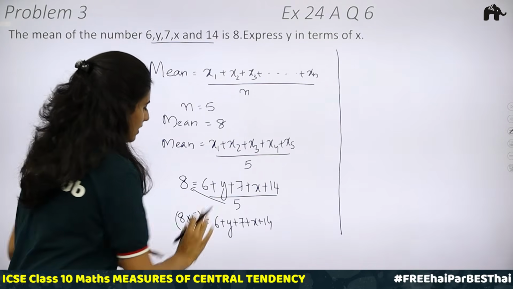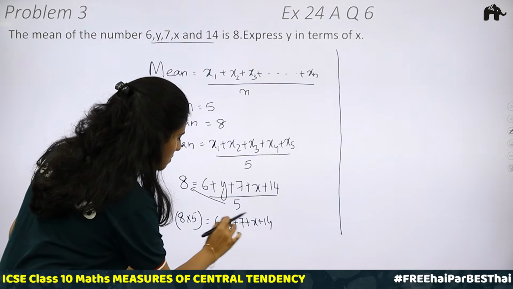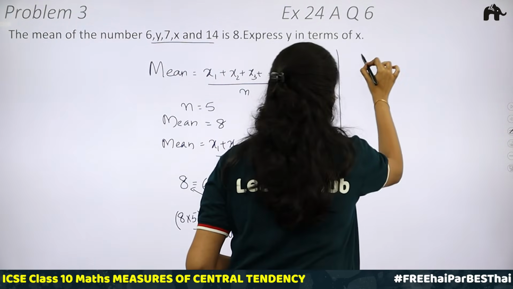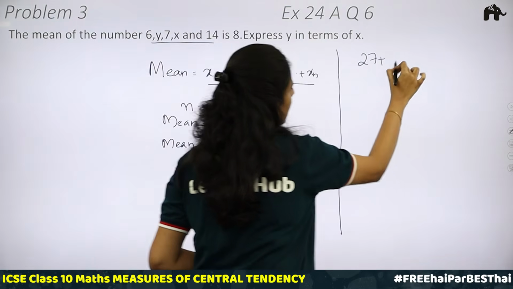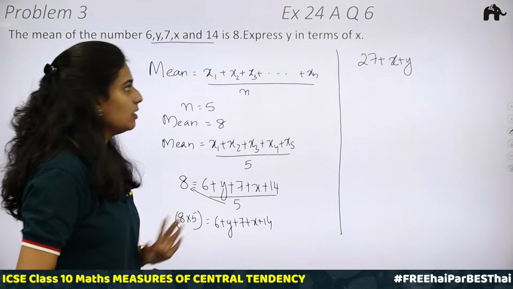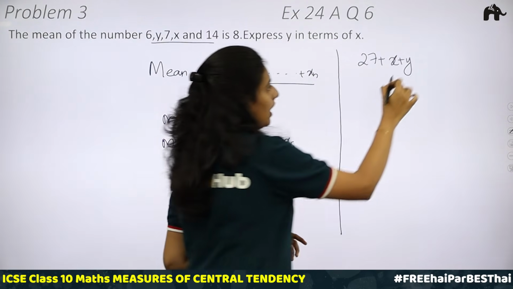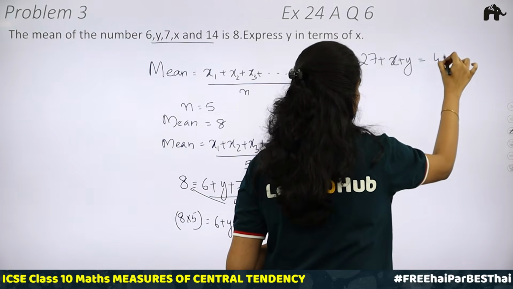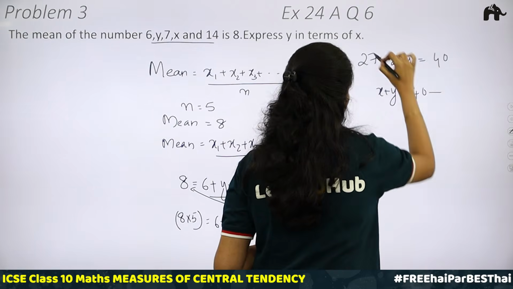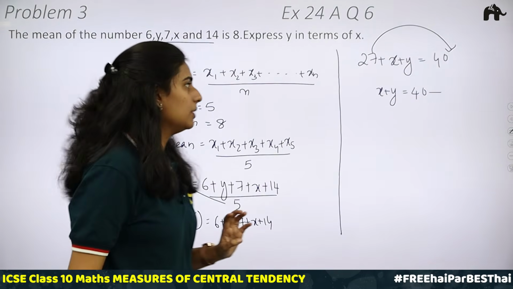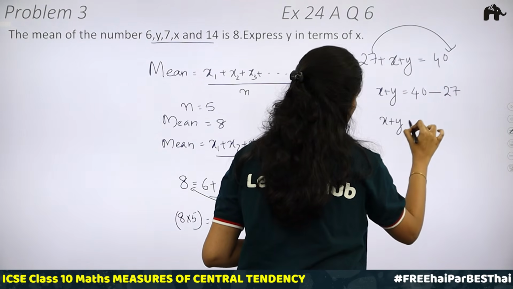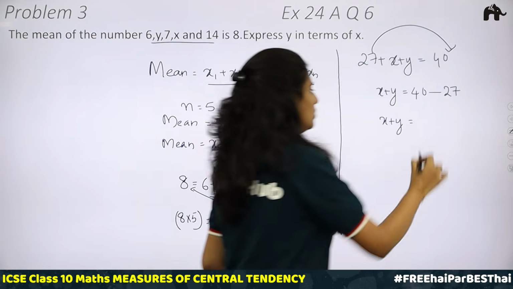Okay. Now adding this part, we have 7 plus 6. 7 plus 6 is equal to 13. 13 plus 14 is equal to 27. So 27 plus x plus y. 27, then we have an x and a y. 27 plus x plus y is equal to 8 into 5, which is 40. x plus y is equal to 40 minus, taking this 27 to the opposite side, becomes minus 27. x plus y is equal to 40 minus 27 is equal to 13.